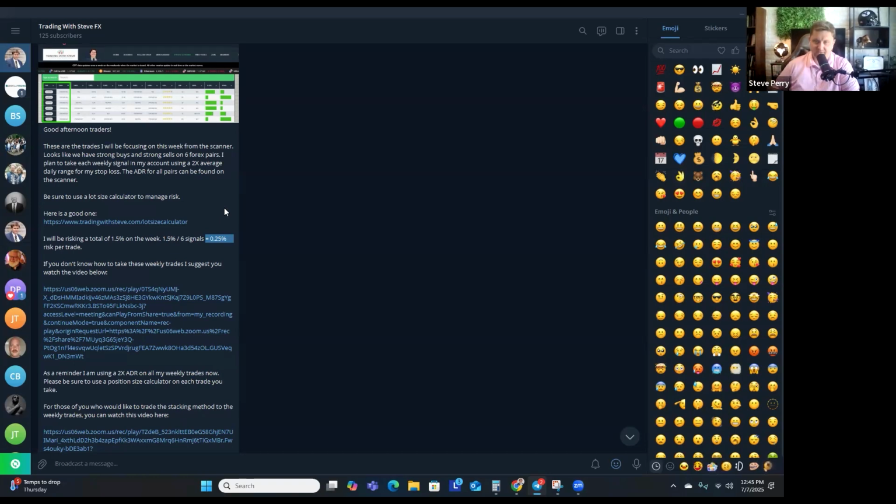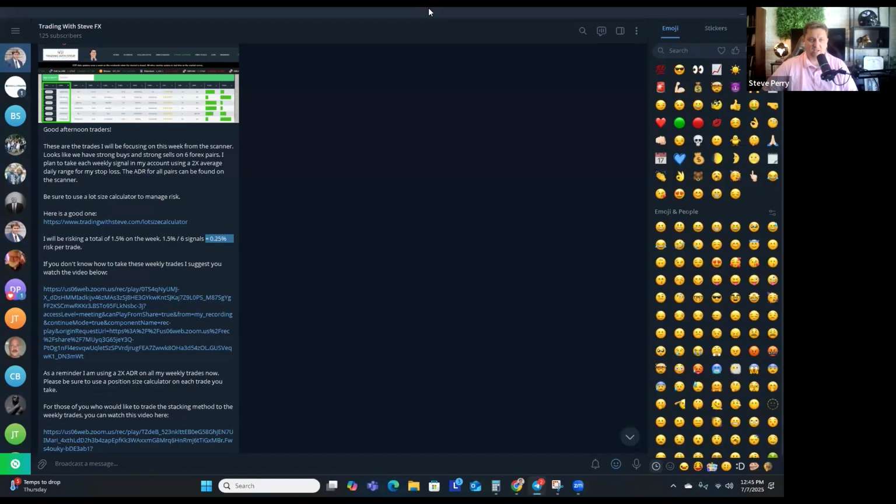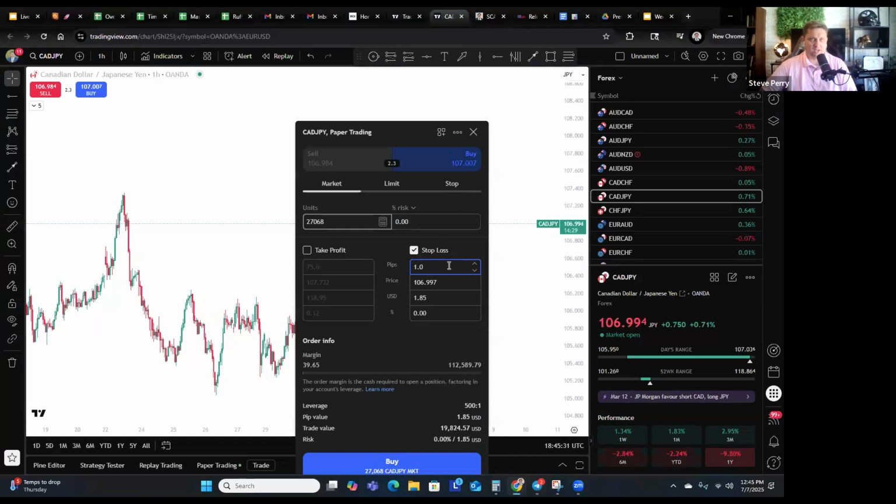I want them to be very precise, as in, if we're going to get in, let's go the right way right away. Or if it doesn't go the right way, let's just cut this trade off, right? So the way this works is, we got CAD yen strong buy. Also remember the average daily range is 76 pips. Well, that's easy, because I'm just going to use 1x average daily range for my stop loss. So 76 pips is what I'm going to put in.